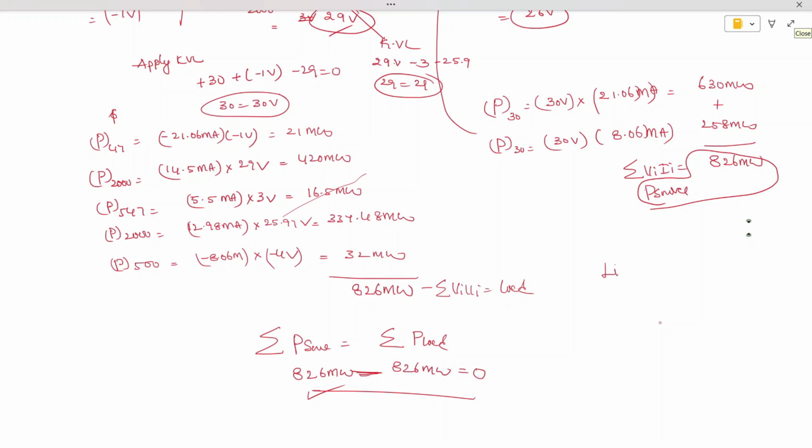Hope my explanation is correct, I've done it to make the things very clear for you from the lab point of view. Hope you are able to understand.